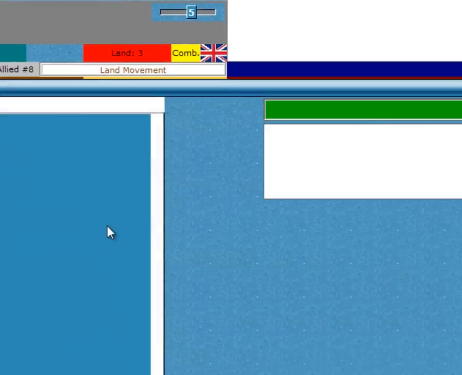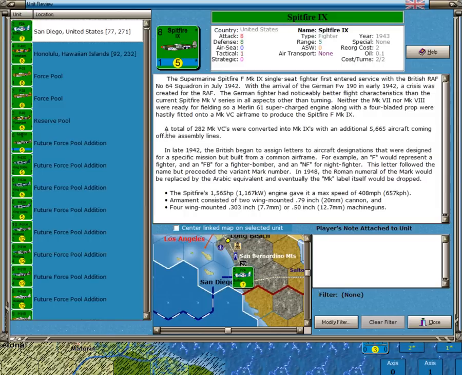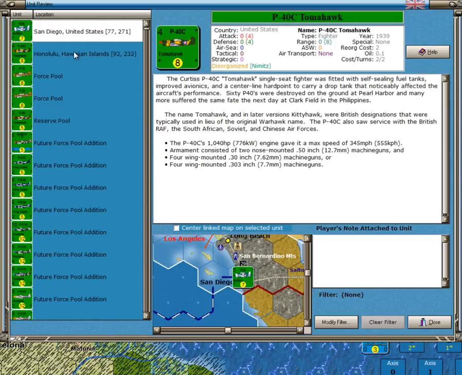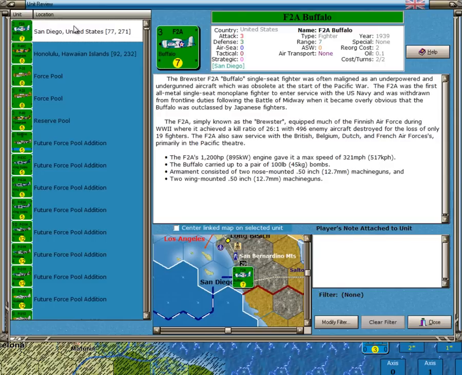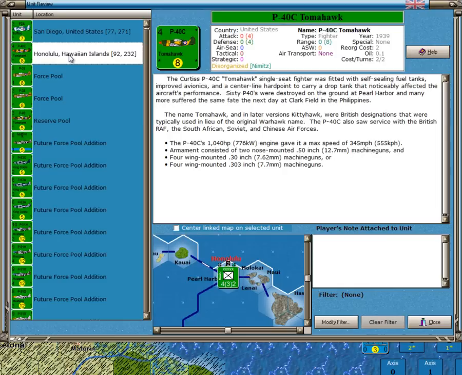Units in the game is another cut on similar to the pools form, but this includes all the units in the game, in particular those that are on the map, such as F2A Buffalo sitting currently in San Diego, or the P40C currently sitting in Honolulu, Hawaii.